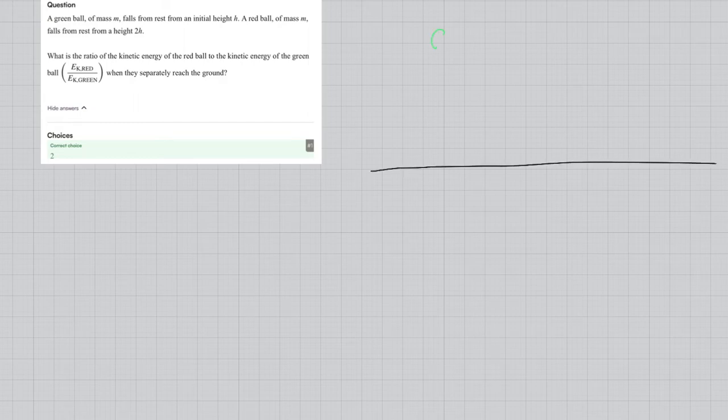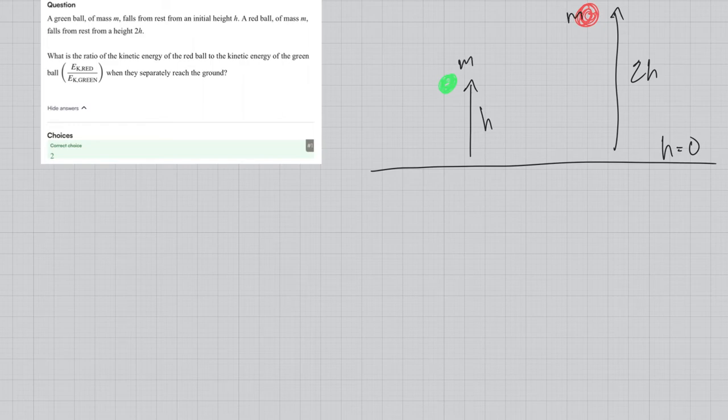So here's our ground. That's our height equals 0. We're going to have a green ball, and we'll draw it here. And we have a red ball, which is basically twice the height. So this has a height of h, and this has a height of 2h, and both of their masses are the same, right? Mass and mass.